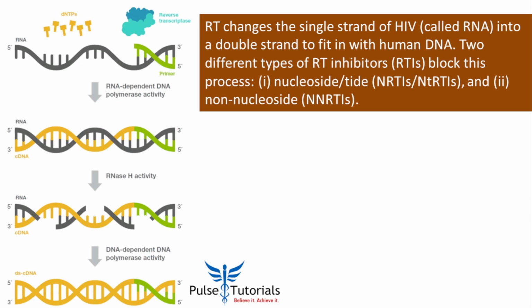How to do that? Well, I can fool the virus by giving it something that looks like a nucleoside or a nucleotide. So we call it a nucleoside or nucleotide reverse transcriptase inhibitor. Or I can give something that does not look like a nucleotide and yet inhibits the reverse transcriptase. So NRTIs include zidovudine, didanosine, stavudine, lamivudine, abacavir, emtricitabine and tenofovir. Whereas non-nucleoside reverse transcriptase inhibitors include nevirapine, efavirenz, delavirdine, etravirine and rilpivirine. So remember these names please from your textbook. They are very, very important.